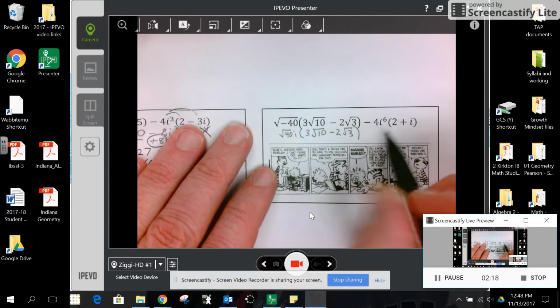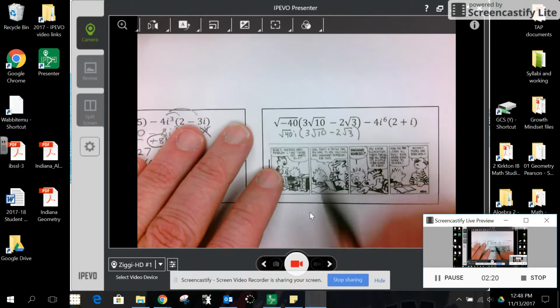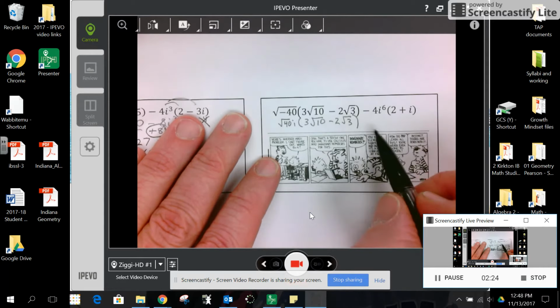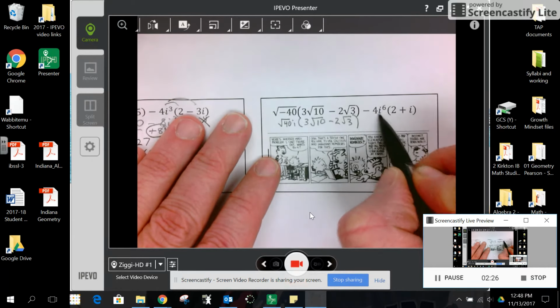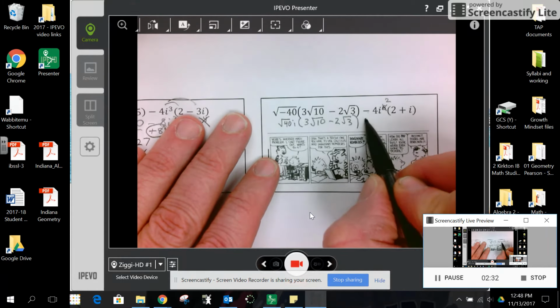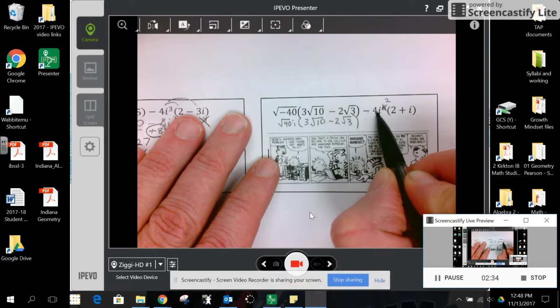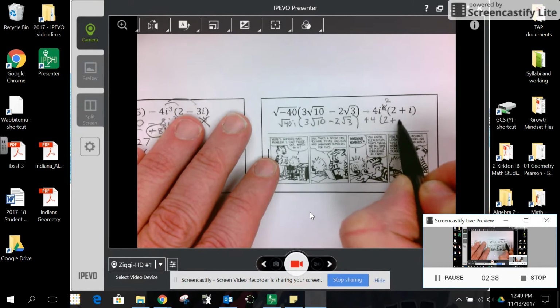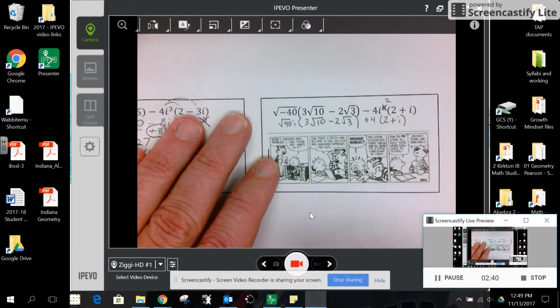And don't be afraid to write a few steps. It's like pre-algebra, when you start skipping steps, you start forgetting some things. So this is 4i to the 6th. I can take out an i to the 4th and get i squared. So this is really 4i squared, which is negative 4. The opposite of negative 4 is 4. Now I've simplified the problem.